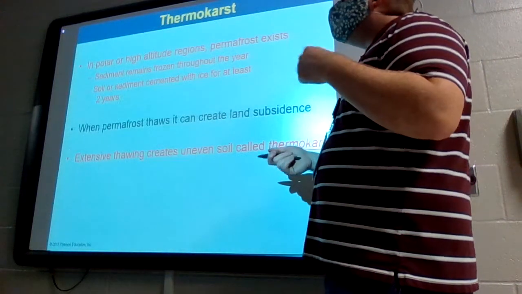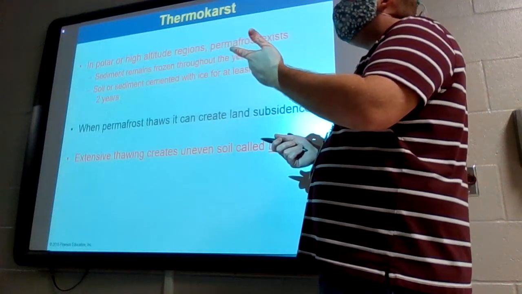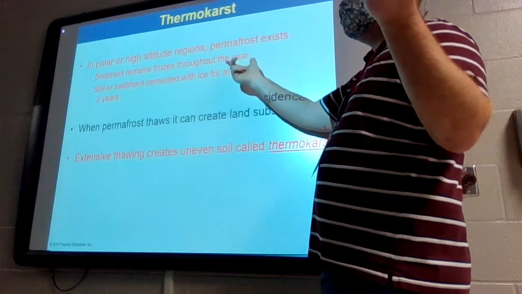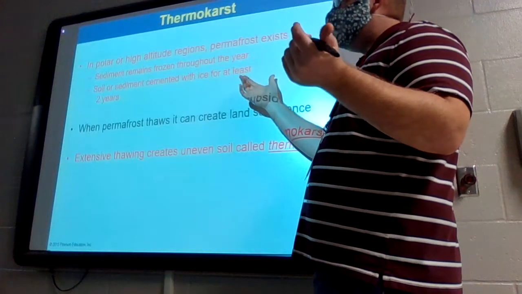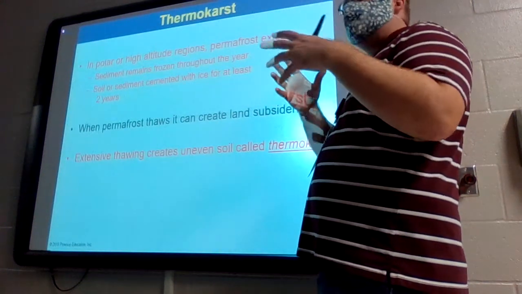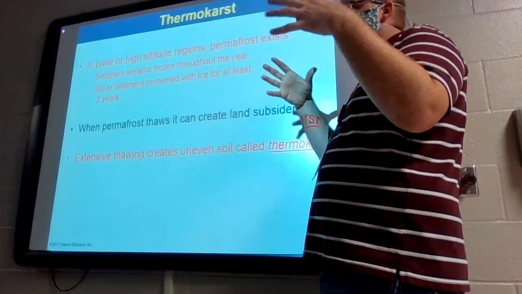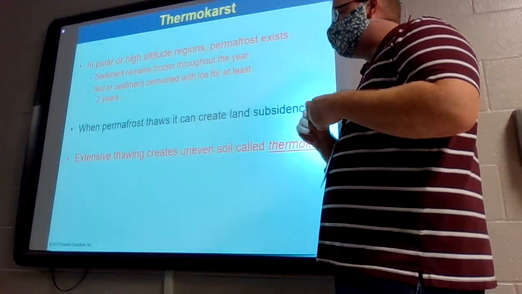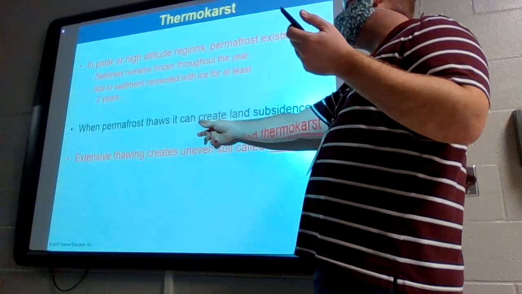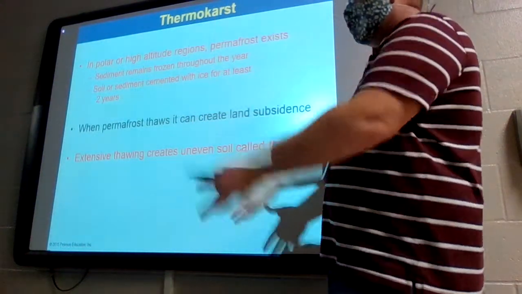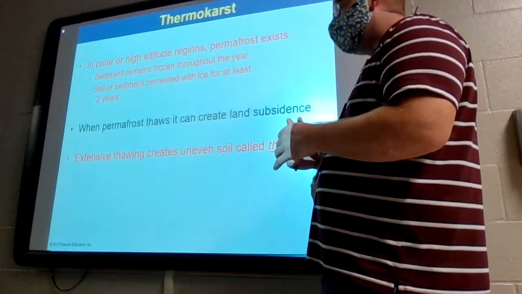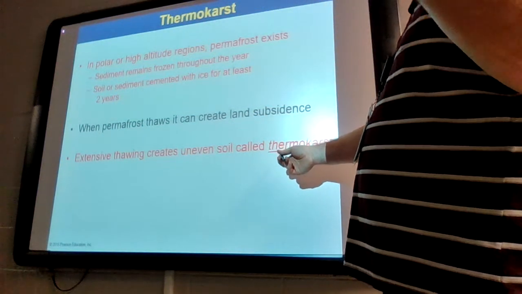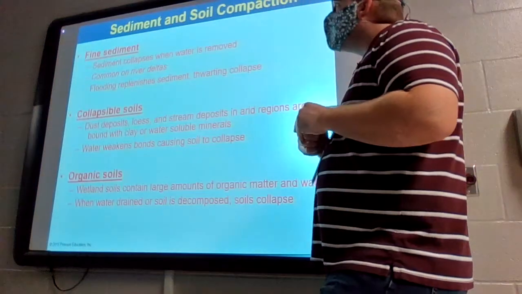Let's see. Thermokarst. So in high altitude regions or polar regions, your permafrost can exist most of the year. And then if it starts to melt, it's going to create a shrinkage, a reduction in volume that can lead to a karst situation. So when the permafrost thaws, it can create land subsidence. Your land kind of drops down in a specific location, and you get these karsts, which are caused by heating and thawing, which they call thermokarst.